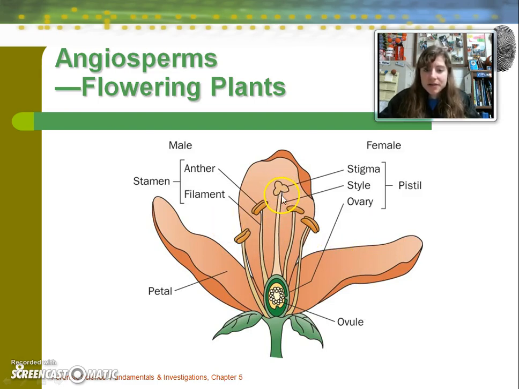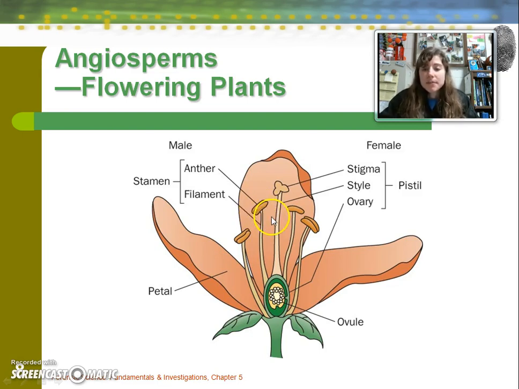It's called a stigma. And the style is the tube that goes all the way down to the female ovary, which includes ovules. And this is where the eggs are, not fertilized yet. Now these parts are the male parts. So this part on the end is called the anther, and the piece that the anther is connected to is called the filament. And this is where the angiosperm pollen resides.